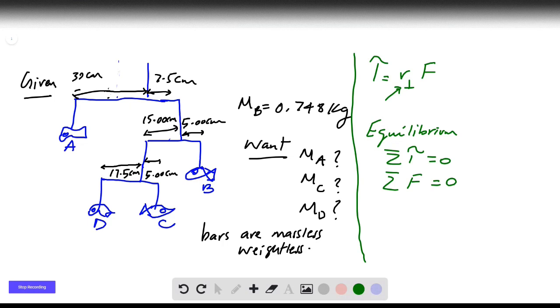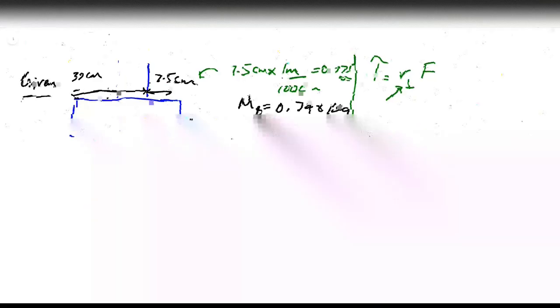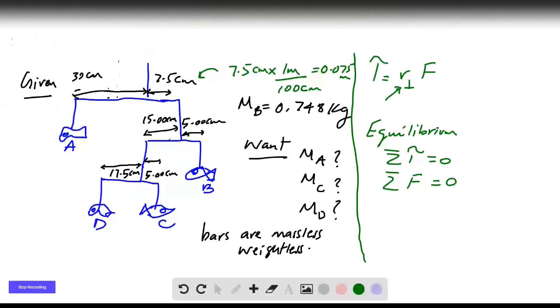We can change the dimensions to meters if you want to. If you wanted to change it to meters, you'd have to do a unit conversion. So that's 1 meter over 100 centimeters, for example. So that would end up being 0.075 meters. But we don't have to change the units because they're going to cancel out anyways.